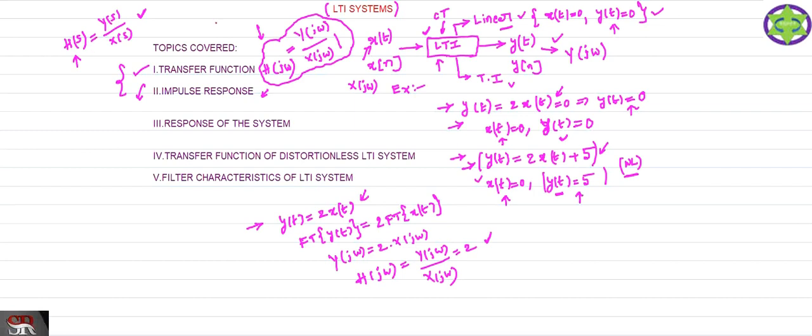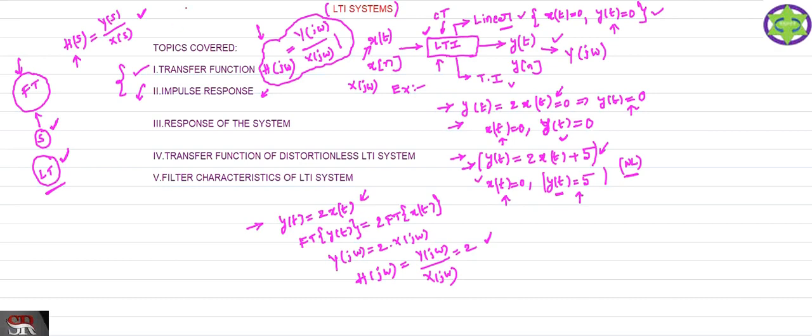So why do we go for the Laplace transforms? Because there is a limitation on the Fourier transform. So what is the limitation on the Fourier transform? The limitation is that it is only applicable for stable systems. If the system is unstable, the Fourier transform is not applicable for those systems. Therefore we go for the Laplace transforms. Using the Laplace transform, we can analyze any type of systems.